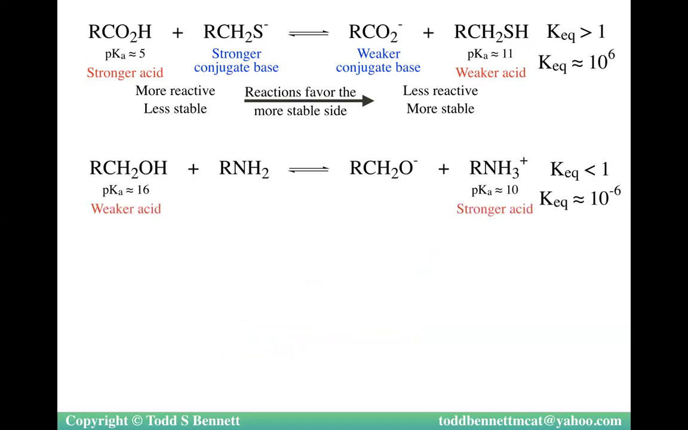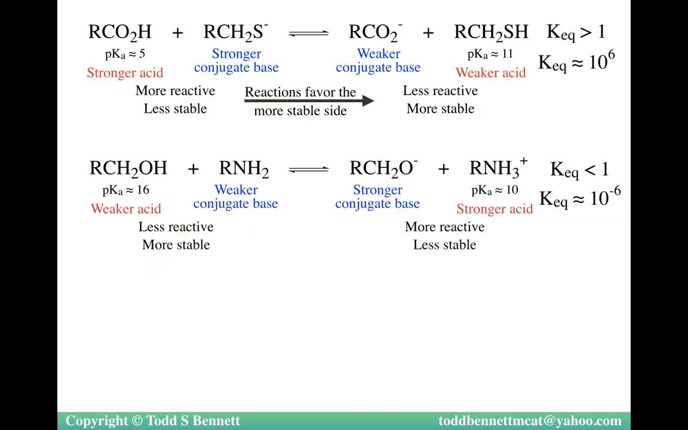Weaker acid has a higher pKa, stronger acid has lower pKa. Stronger acid goes to the weaker conjugate base. Weaker acid goes to the stronger conjugate base. Stronger reagents are more reactive. Weaker reagents are less reactive. More reactive means less stable. Less reactive means more stable. Reactions go in the direction of more stable. Sure enough, it goes backwards as this number predicted.